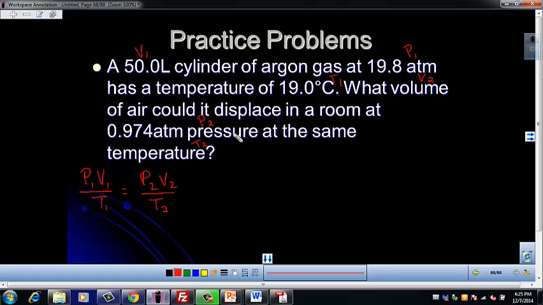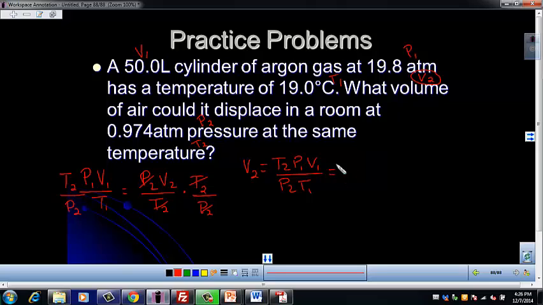Now, one thing to think about, we just need to make sure those things are paired up. We want to go ahead and solve for what we're trying to find here. So we're going to solve for V2. If we want to get V2 by itself, we're going to have to multiply both sides by T2. And then those will cancel, and then we'll divide by P2. And then these will cancel. And we'll be left with V2 equals T2 P1 V1 divided by P2 T1.